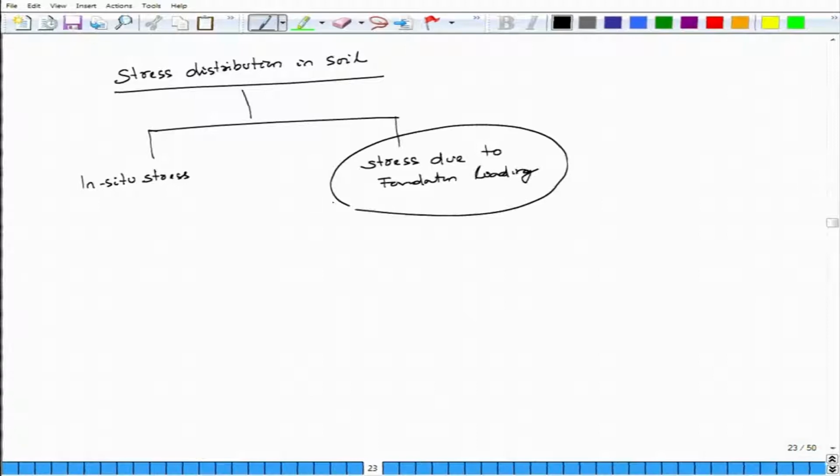So, primarily this is important for all of us in design of foundations, because depending upon the size of the foundations, how much is the increase in stress in a soil mass. And now, if you come back to in situ stress, in situ stresses, that means stress due to overburden, are called in situ or geostatic stress.